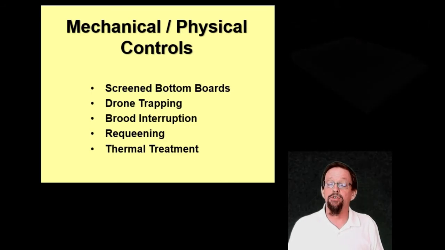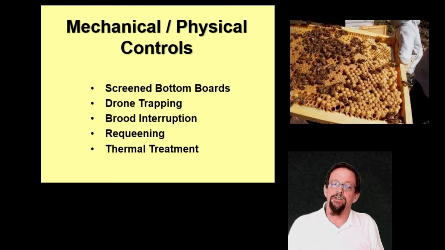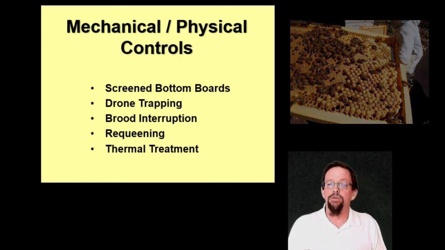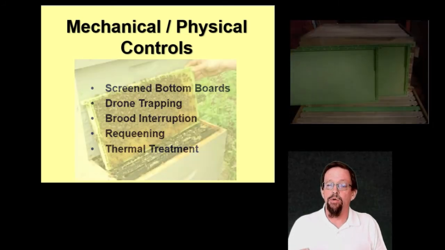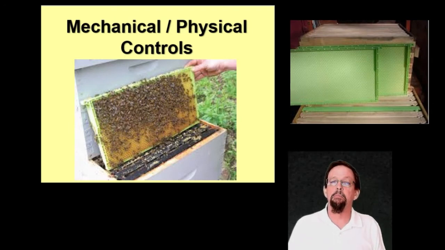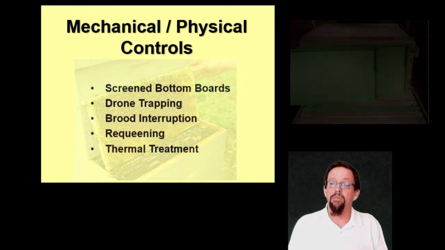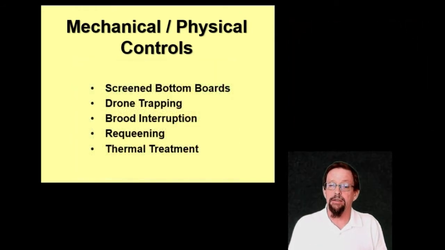Another method is drone trapping. Going back to my original analogy that to know your enemy is to know his weapon, well, the mites prefer to reproduce in drone cells. So using drone foundation and allowing the bees to draw out drones, the mites will be attracted to the drone foundation and the drone cells, because the drones give off a special pheromone and the mites are attracted to that.